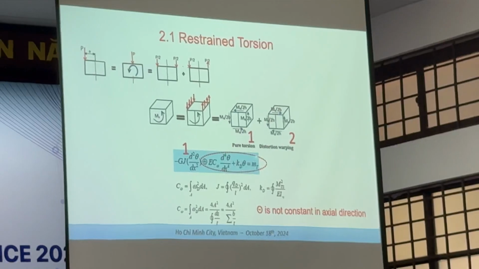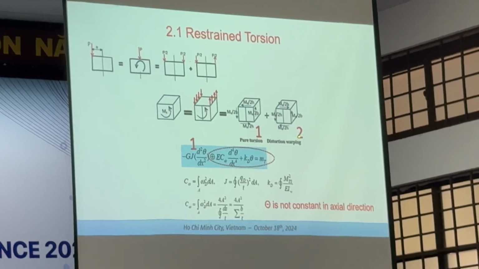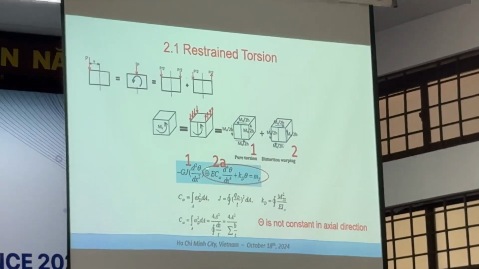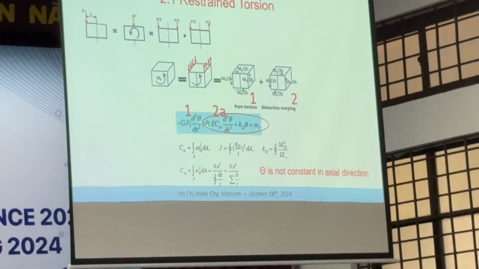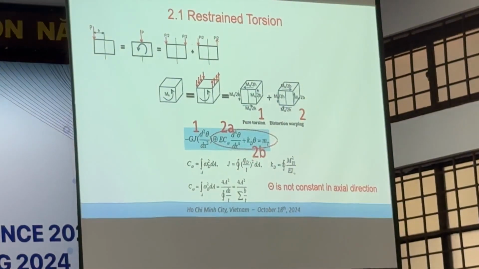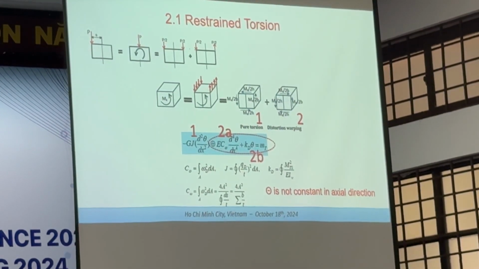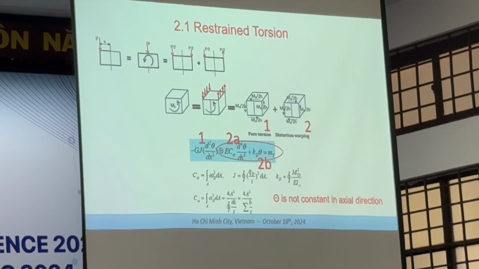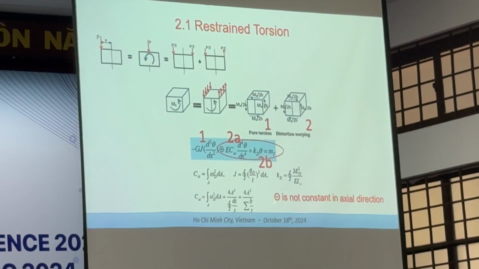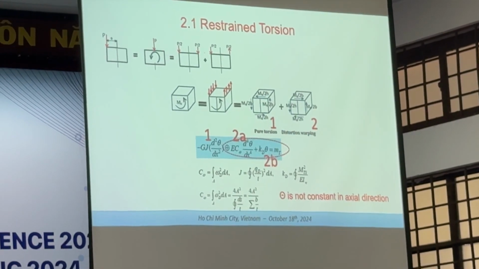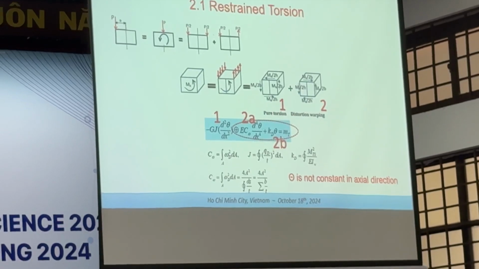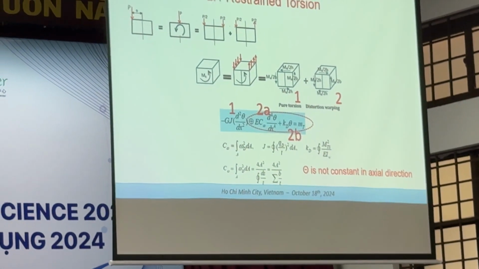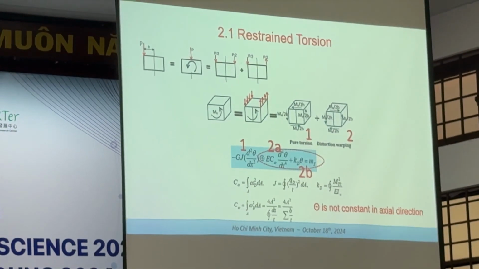And the second is the distortional warping. In turn, the second component has 2 parts. That is the warping, and the second is the bending in the transverse direction. Very interesting. But the problem here is the angle of rotation is not constant in the axial direction. That is the problem. It causes many normal stresses and axial deformation.